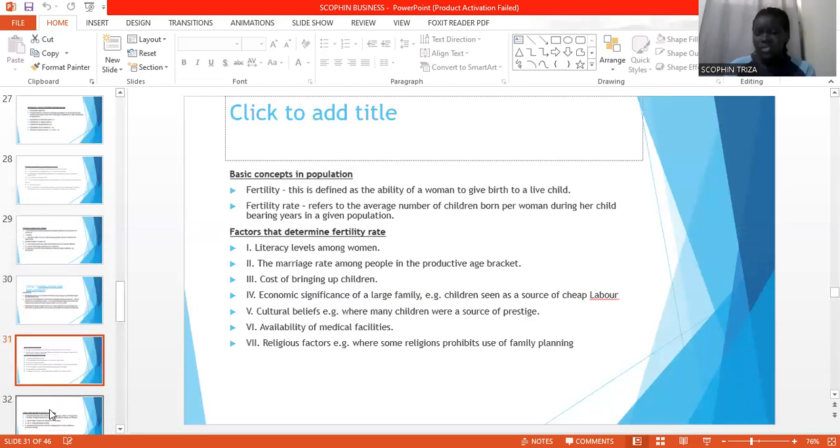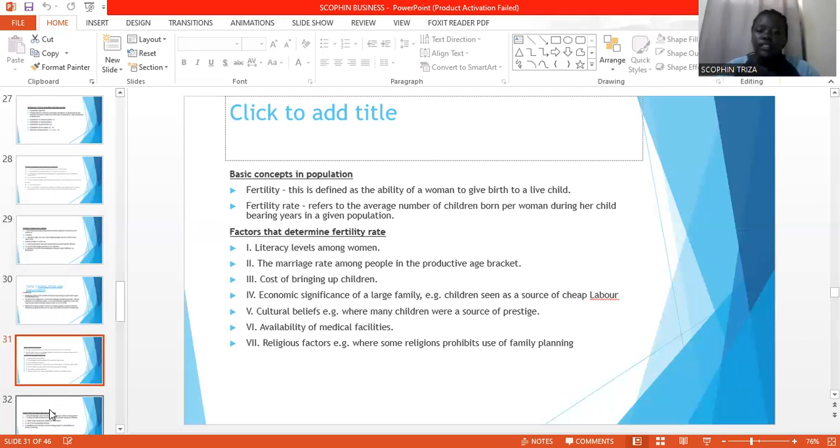Some of the basic concepts in population are fertility and the fertility rate. Now, when we talk about fertility, it means the ability of a woman to give birth to a living child. And when we talk about the fertility rate, it refers to the average number of children born per woman during her childbearing years in a given population. Now, the childbearing years for a woman are up to 45 years.